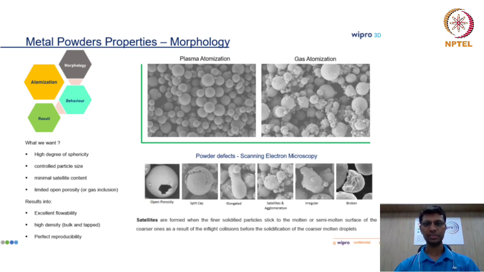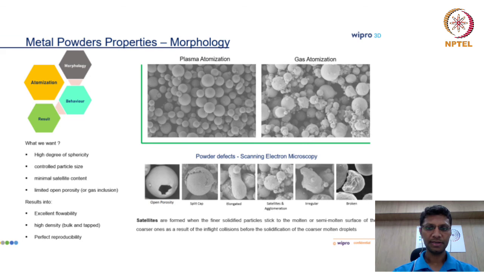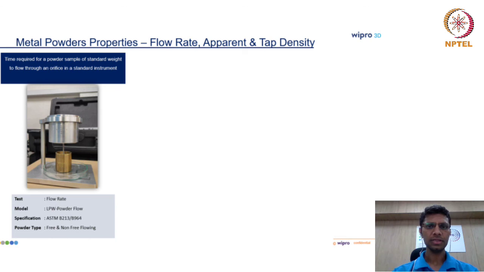Finally, concluding the slide, what we want is a high degree of sphericity, controlled particle size, minimal satellite count, and limited open porosity, which results in excellent flowability, high density, and perfect layer reproducibility. The next important test in the powder test is the flowability test. In this test, the time required for a powder sample of standard weight to flow through an orifice in a standard instrument is recorded. This test is very simple and it gives a good indication of the powder quality.